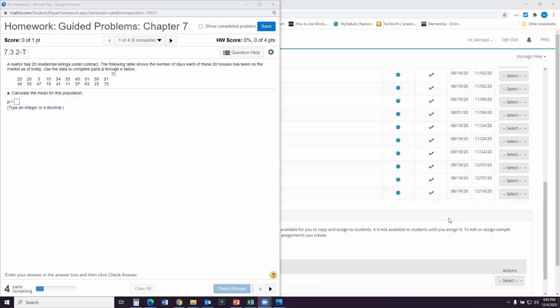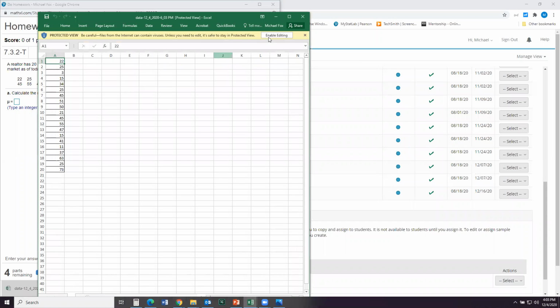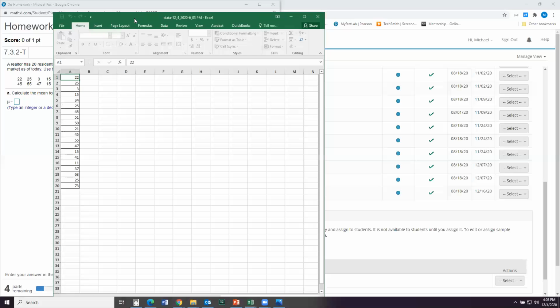A realtor has 20 residential listings under contract. The following table shows the number of days each of these 20 houses has been on the market as of today. Use the data to complete parts A through E below. Okay, so I'll open in Excel so I don't have to type it all in. I'll just bring it over here.